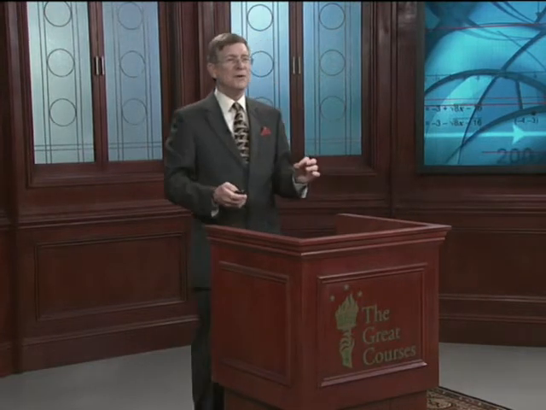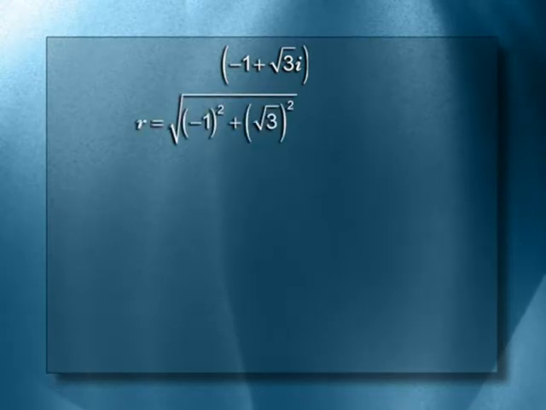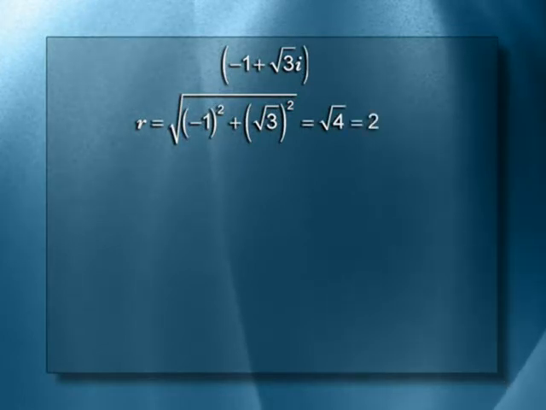Okay. First of all, we have to express our number in trigonometric form. Minus 1 plus square root of 3i has to be transformed to trigonometric form. Well, what's its length? What's its modulus? That'll be minus 1 squared plus square root of 3 squared, which is the square root of 4, also known as 2. How about the angle?